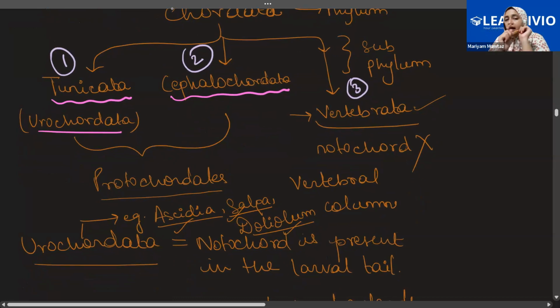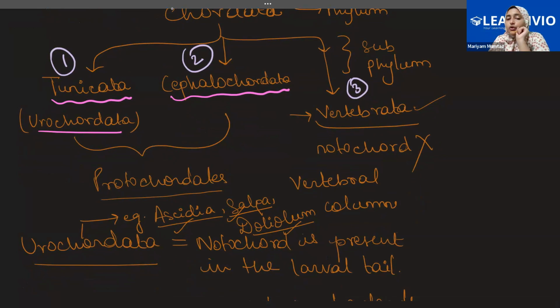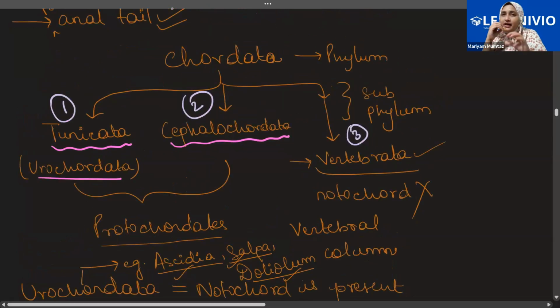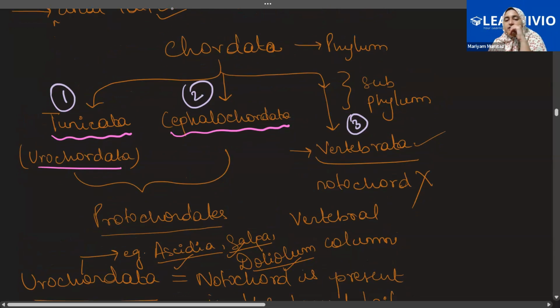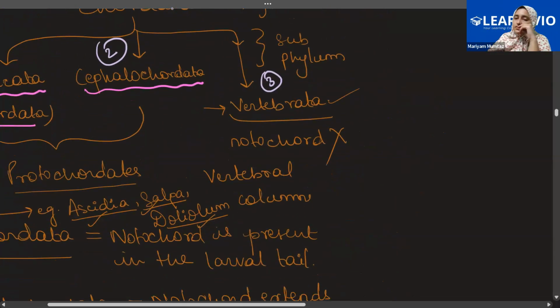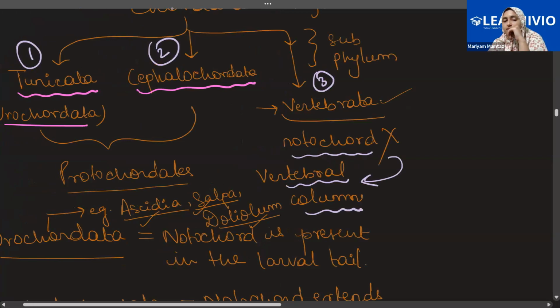Now, the Tunicata and the Cephalochordata are together called the protochordates, meaning amongst the chordates, they are the most primitive types of chordates. Vertebrates are not primitive, but the tunicates and the cephalochordates are. Talking about vertebrates, you know that the notochord gets replaced by the vertebral column. A proper vertebral column is there, so that is why we call the members Vertebrata.